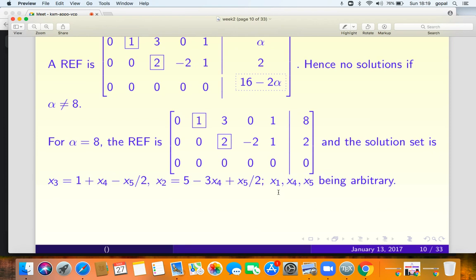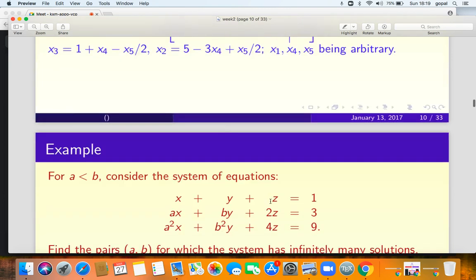Another option is to take x1 is 0, x5 is 0, and x4 is 1. Again, take 0 in the augmented column. You will get another solution of Ax equal to 0, one more element in the null space. Take x1 0, x4 0, and x5 equal to 1. Again, make the right hand side 0, solve the equation, and you will get the third element in the null space. These three elements will be the basis for the null space.